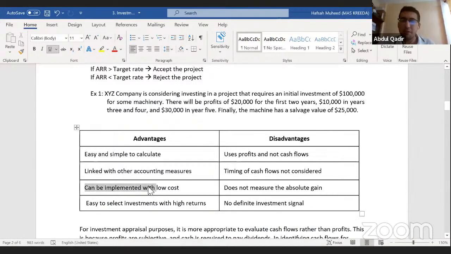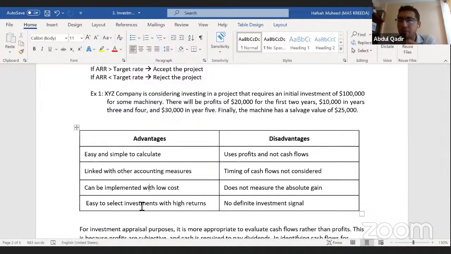And this method of evaluation can be implemented at low cost. It's a formula. Even if you're getting it done by a third party, it's simple. It's not complex working, right? Even if companies use systems or different scenarios, it won't cost much. And it's easy to select investments with higher returns. It automatically tells you an answer. If it has a higher rate, you can easily select, okay, this is the project I should invest in.